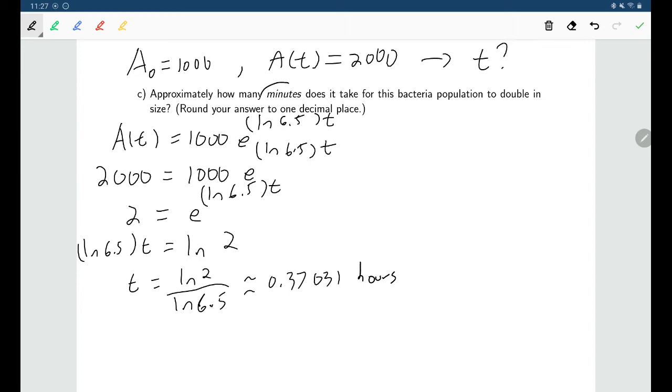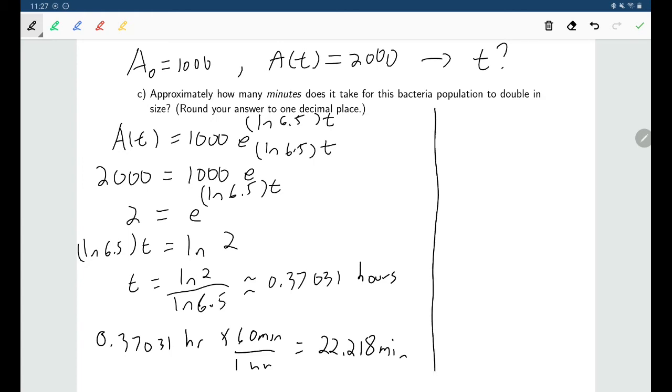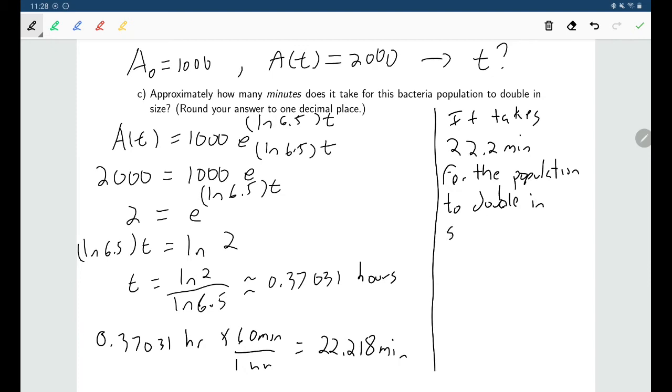But of course, we want to have our answer in terms of minutes. And since there's 60 minutes in every hour, then I could say that those 0.37031 hours times the 60 minutes in each hour gives me 22.218 minutes. So how long does it take our population to double in size? Answer rounded to 1 decimal place: it takes 22.2 minutes for the population to double.